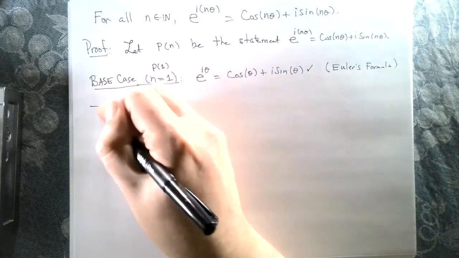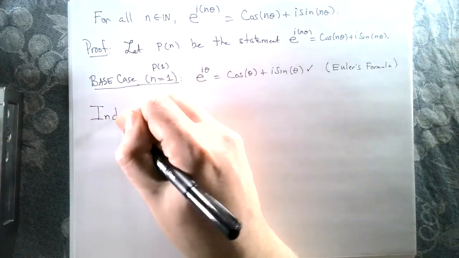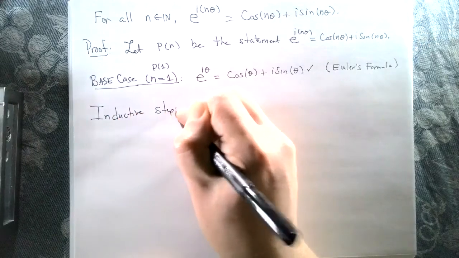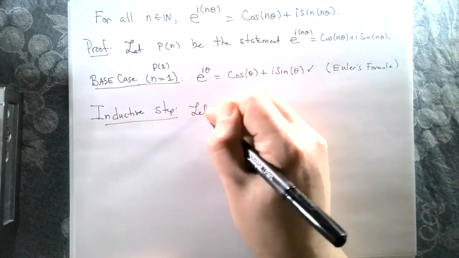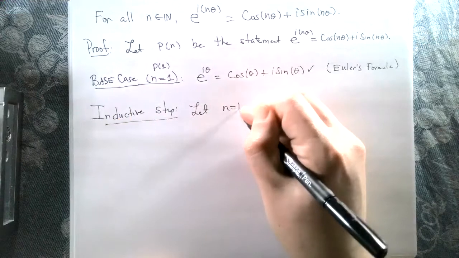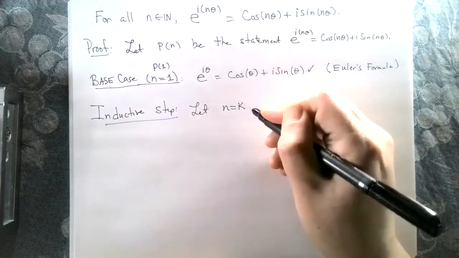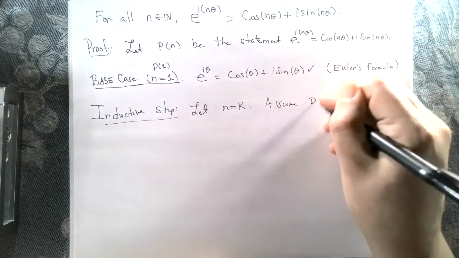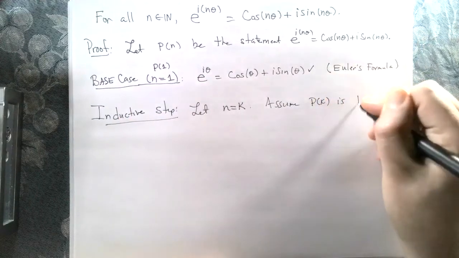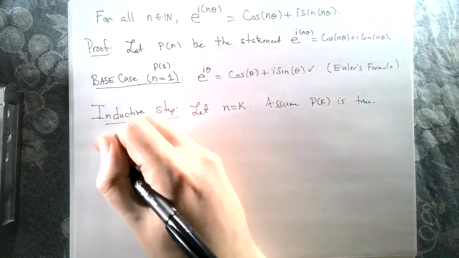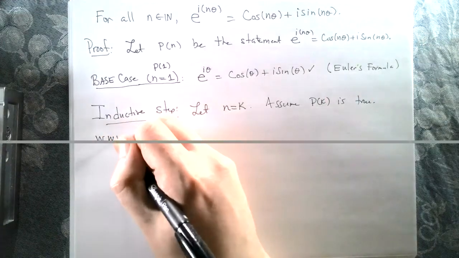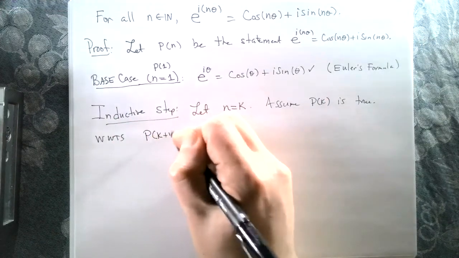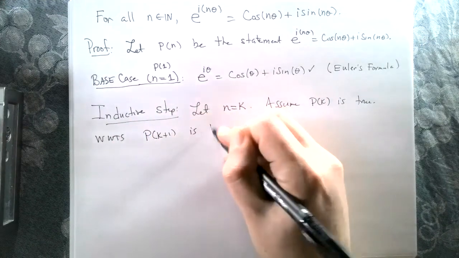And so now we move on to the inductive step. So let n equal some particular k. And we want to assume that P of k is a true statement, and we want to show that P of k plus 1 is true.